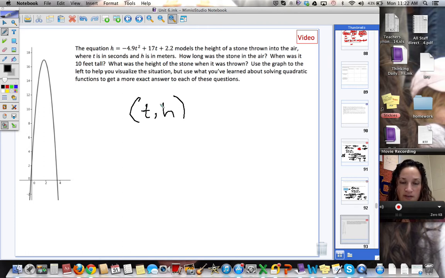So that would be like my x value. This is going to be like my y value. If you look, that would be like where my x's are. This is where my y would be. So we have 3 different questions. I'm going to answer each of them separately.